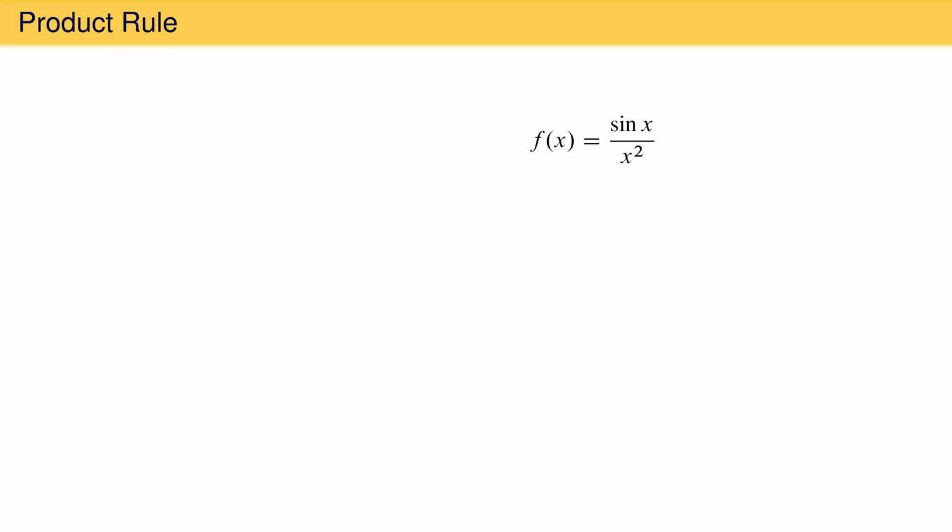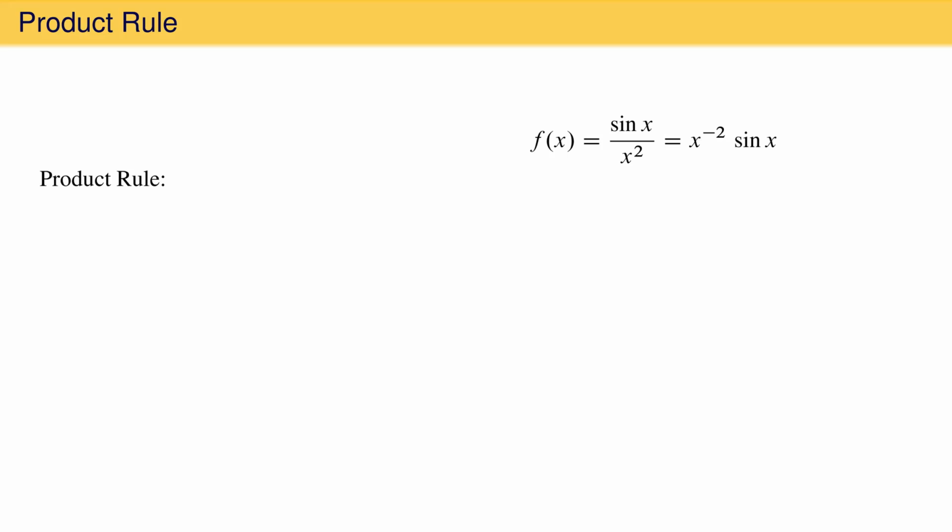Let's say we want to evaluate the first derivative of the function sine x divided by x squared. The first thing I'm going to do is write this as the product x raised to the negative second power times sine x. The power rule would apply to finding the derivative of the first term by itself, and the rules for trigonometric functions would apply to finding the derivative of the second term alone. But what do we do when two functions are multiplied like this and no single rule seems to apply? We need a new rule.